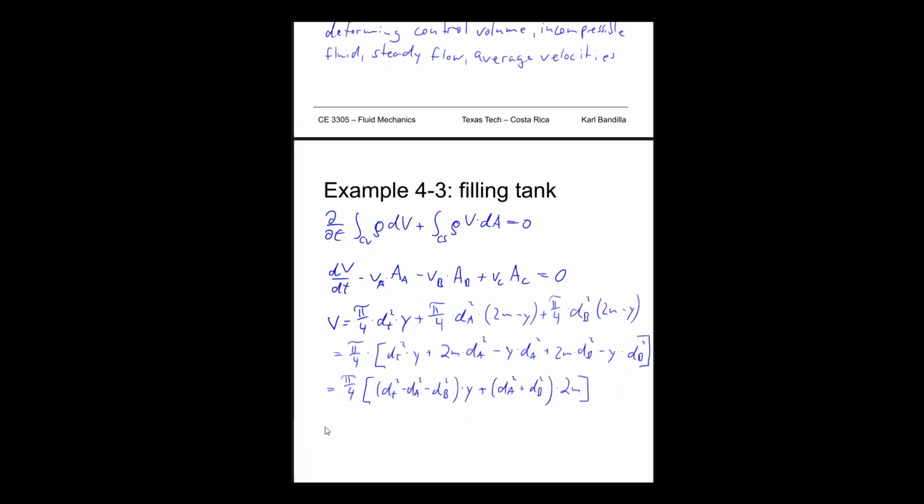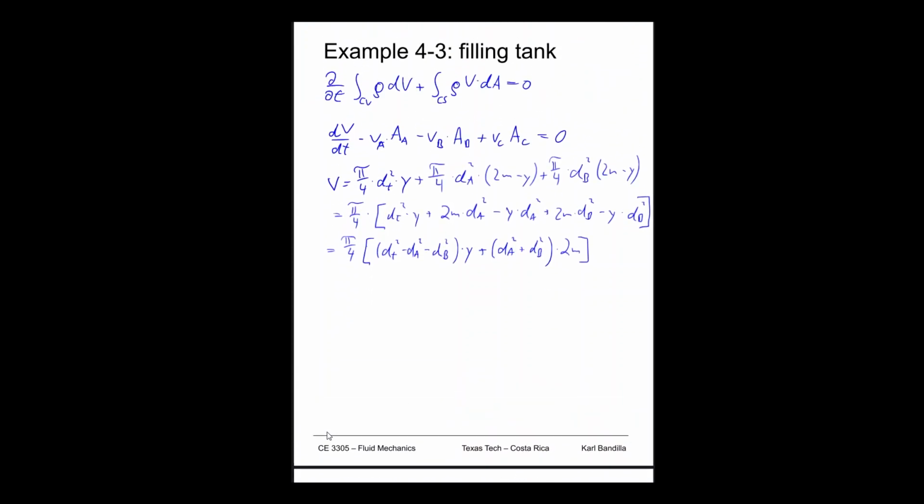Now, if we're going to write our dV dt, right? So dV dt is then d dt of this whole thing. Of, oh, we need another type of bracket here to get the pi in there. And then dt squared minus dA squared minus dB squared times y plus dA squared plus dB squared times 2 meters.